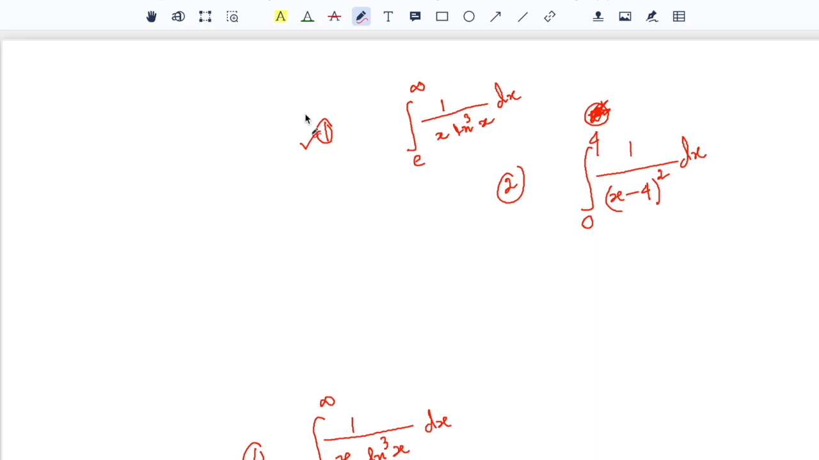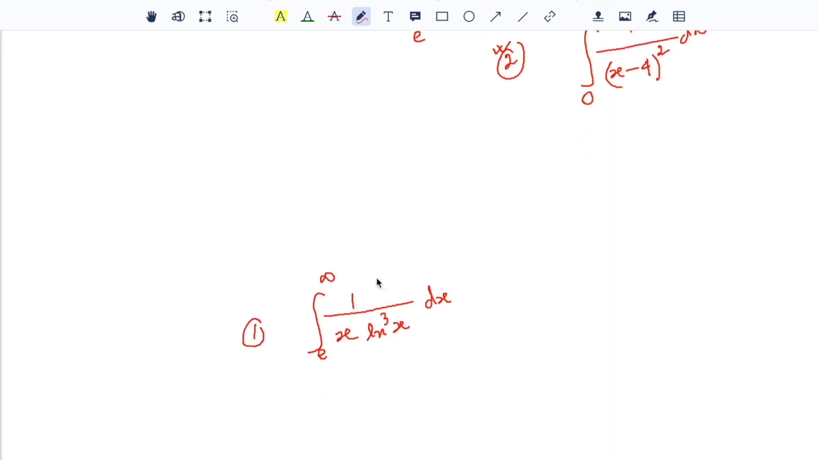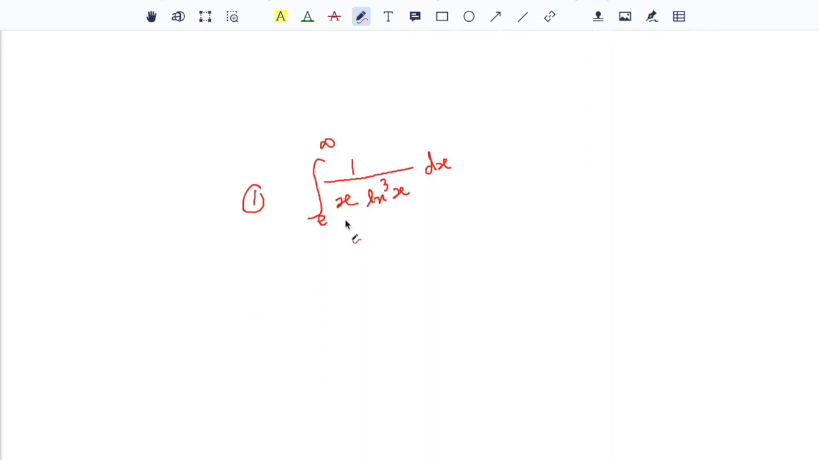In this video I will solve two problems, two improper integrals. This is the first one and second one. So let me solve the first one: the integral from e to infinity of 1 by x ln cube x.